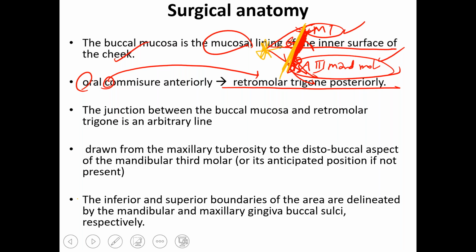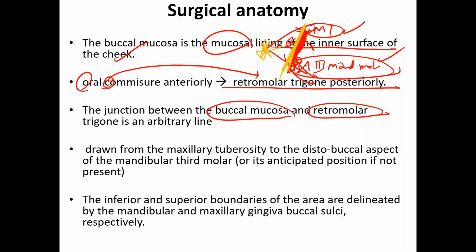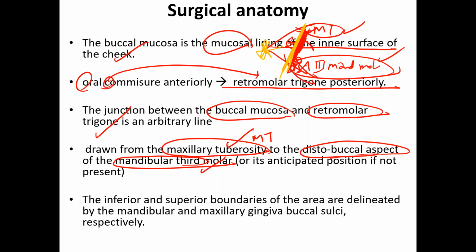What is the junction between the buccal mucosa and retromolar trigone? How do you draw this? Anatomically, you have to remember everything. It is drawn from maxillary tuberosity to the distobuccal aspect of the mandibular third molar. If you take the mandible, this becomes the third molar. From here to here, if you draw a line, in front will be the buccal mucosa, behind will be the retromolar trigone.